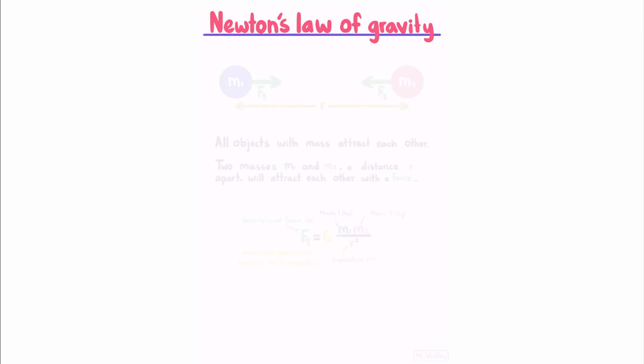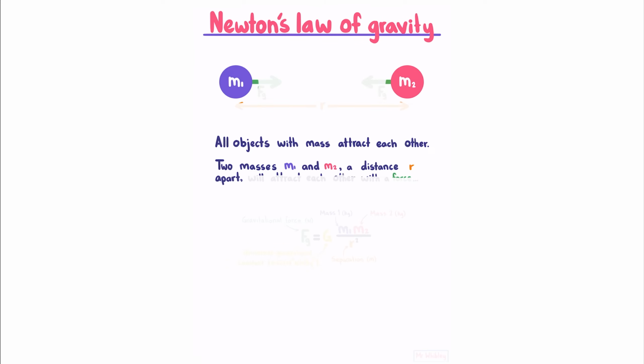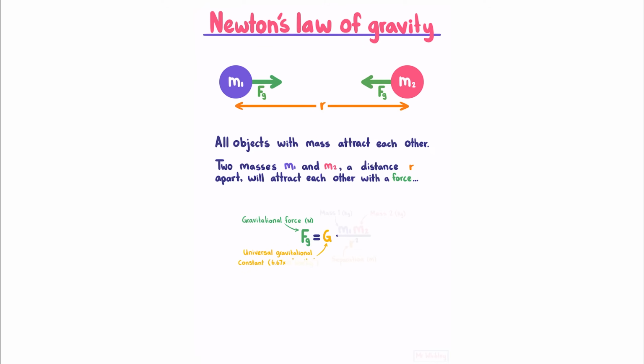Newton's law of gravity. All objects with mass attract each other. Two masses m1 and m2, a distance r apart, will attract each other with a force given by big G, which is the universal gravitational constant, equal to 6.67 times 10 to the negative 11 Newton meter squared per kg squared, times the product of our masses, divided by their separation squared. It's important to note that the force experienced by either is the same, even if one of the masses is much greater than the other.